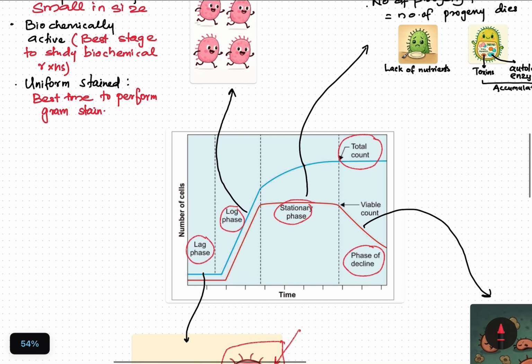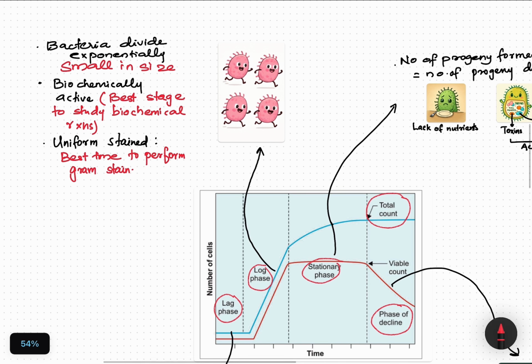Then we have the log phase. The log phase is the time when the bacteria are dividing exponentially. He is using binary fission, or whatever mechanism he uses to divide, and he is dividing very fast. So the bacteria are dividing exponentially. Since he is dividing very fast, he is of smaller size. So he is small in size.